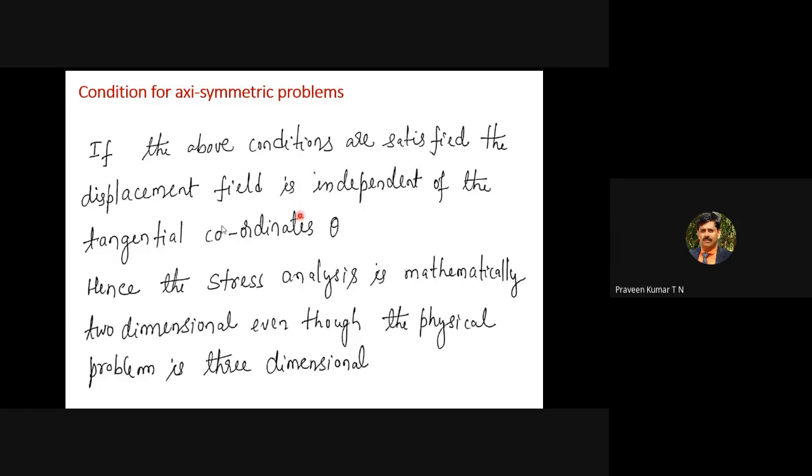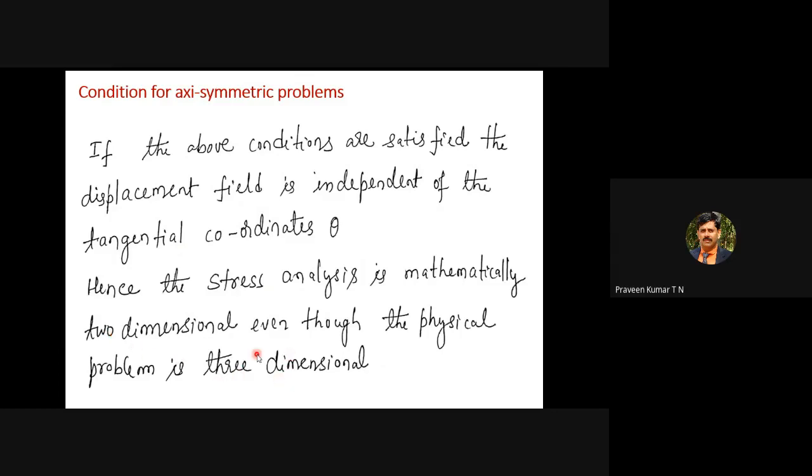The displacement field at theta is equal to 0, the deformation is 1 mm. At theta is equal to 90, again in the radial direction, the deformation is 1 mm. At theta is equal to 180 degrees, again the deformation is the same, 1 mm. So we can say that displacement is again independent of the tangential or circumferential coordinate theta. Hence, the stress analysis is mathematically two-dimensional, even though the physical problem is three-dimensional.